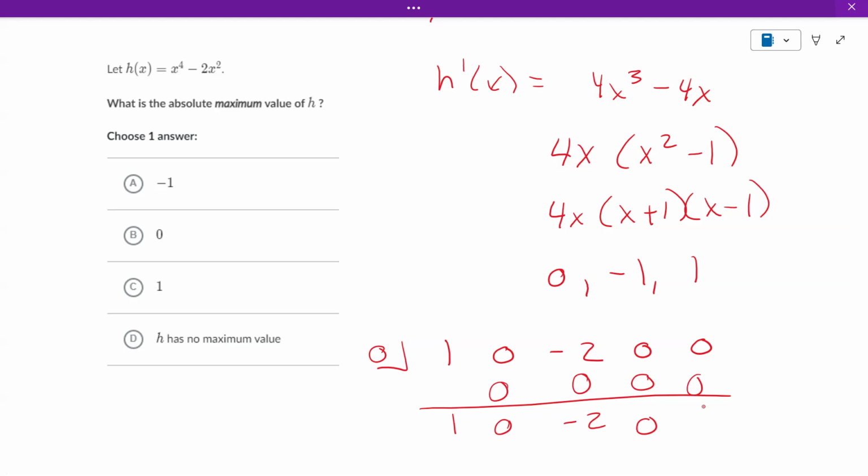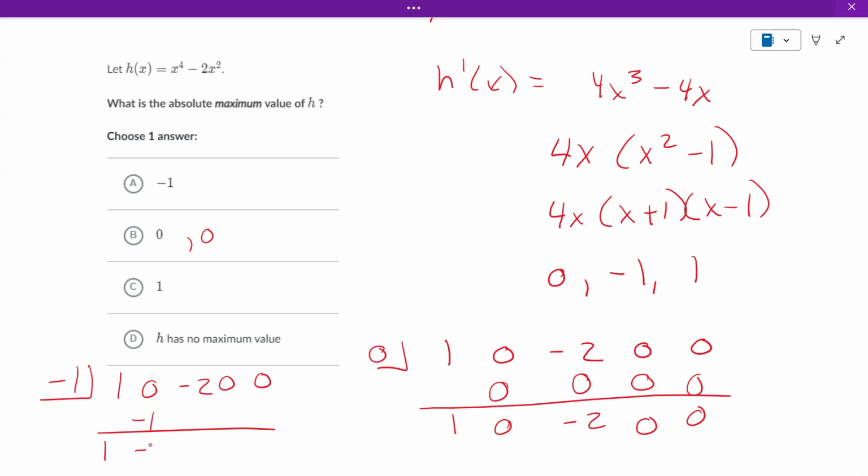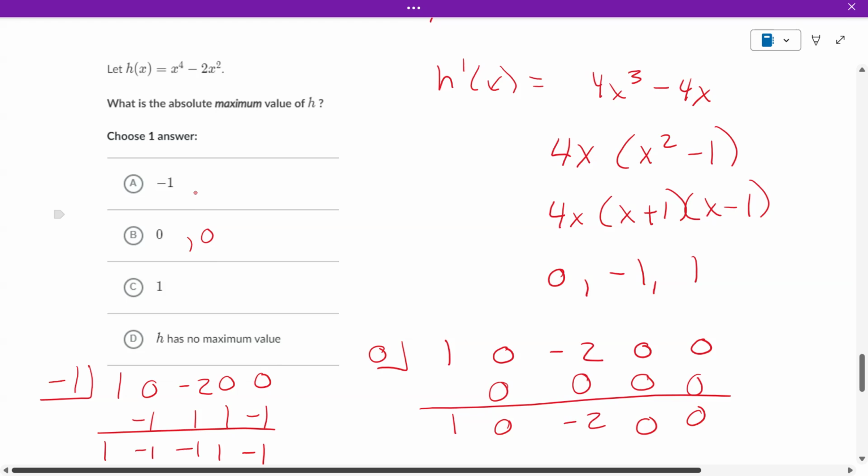0, 0. Okay. If I put in a negative 1: 1, negative 1, negative 1, 1, negative 1, 1, 1, negative 1, negative 1. So negative 1 gives me a value of negative 1. If I put in a 1: 1, 1, 1, 1, 1, negative 1, negative 1, negative 1, negative 1, negative 1. That is also a negative 1. So what's happening with the graph?